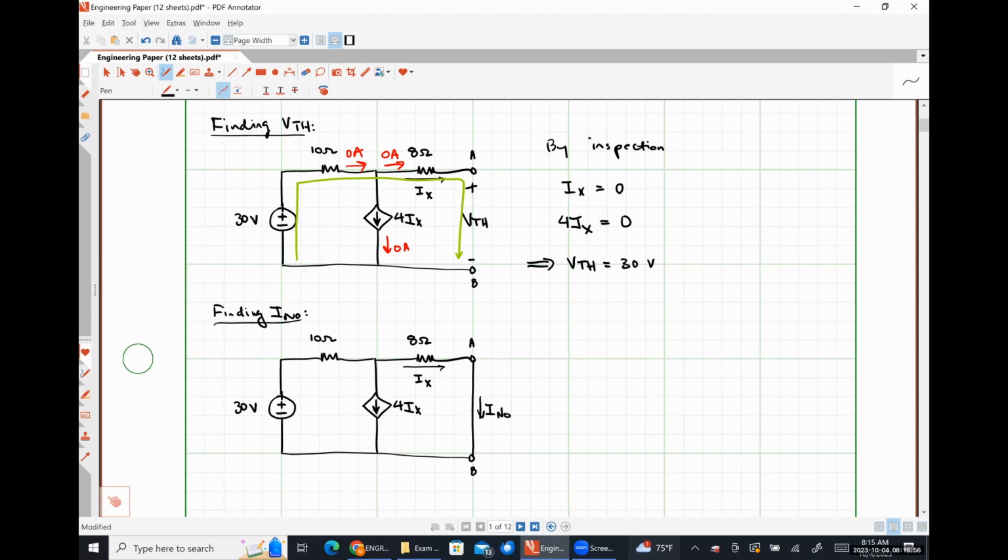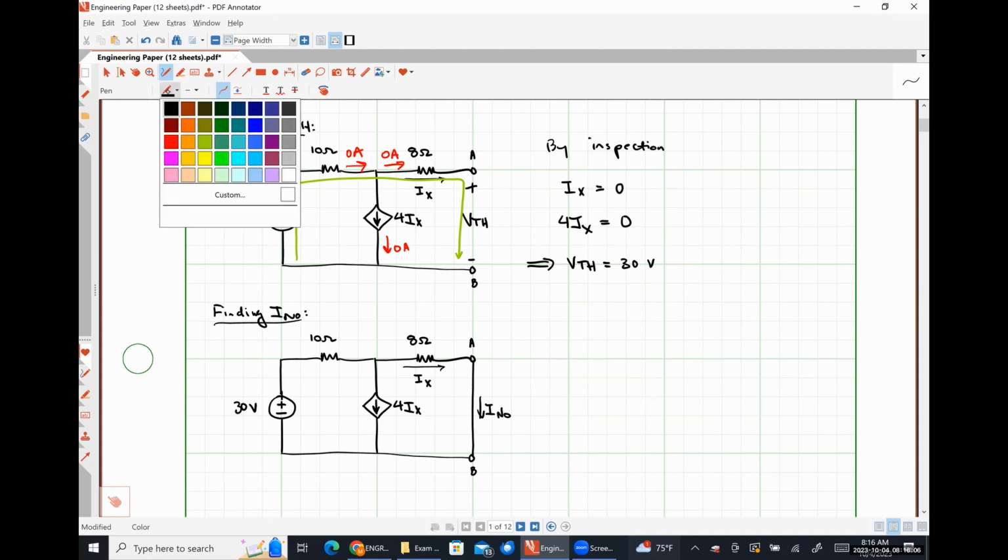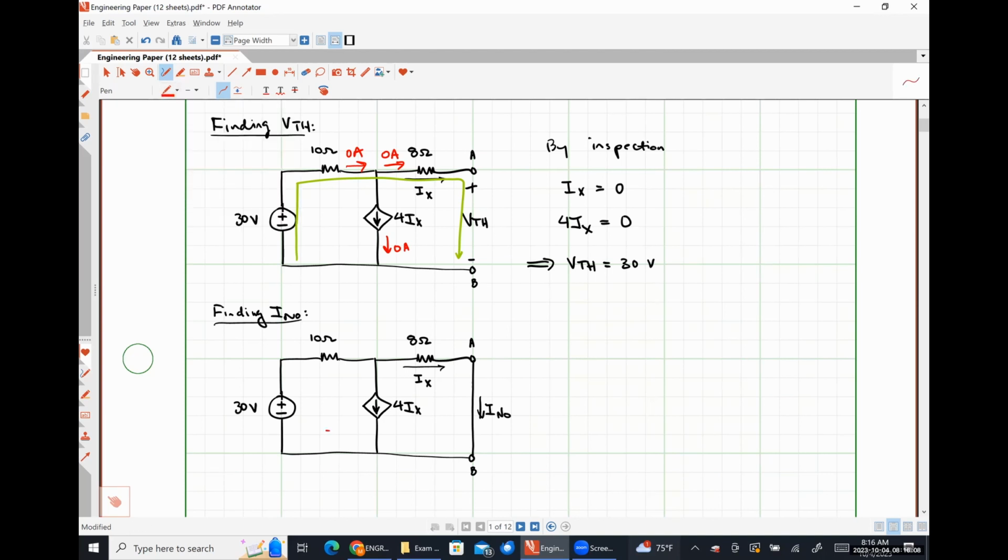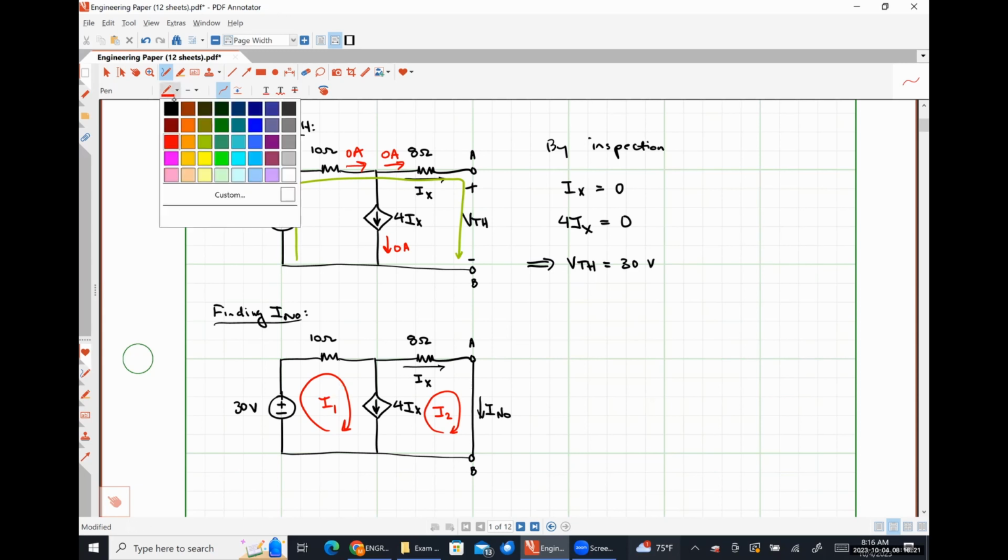Now we do mesh. We have eliminated all of the other possibilities effectively. So let's call this mesh current I1, this mesh current I2. Sorry, I'm so used to using complex numbers, I'm putting bars over things that don't need them.